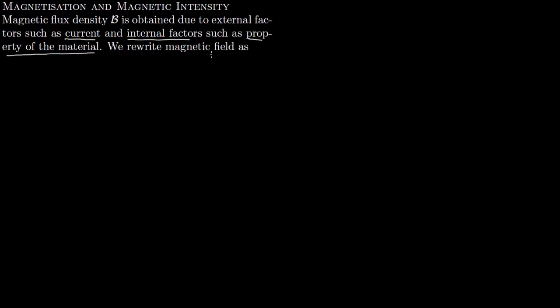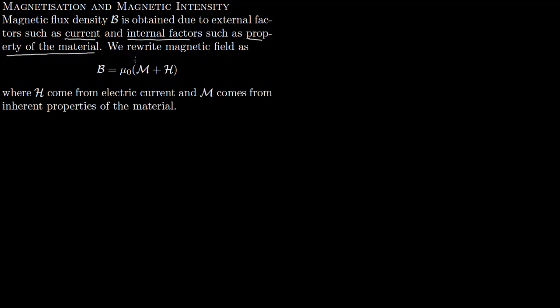So we rewrite the magnetic field, or we should say magnetic flux density, as mu naught times (m plus h). This h comes from external factors and this m comes from internal factors. So we say h comes from external factors, which are like electric current, and m comes from the inherent properties of the material.